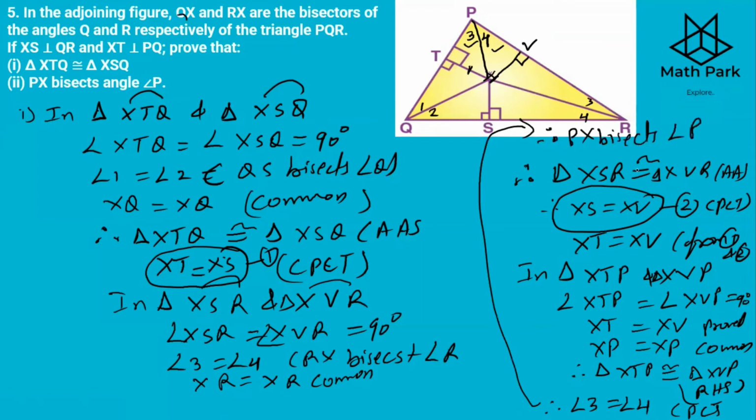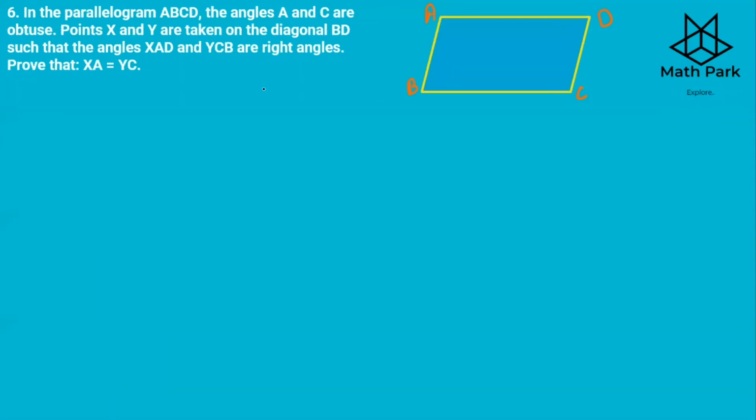Done? Number 6, in a parallelogram ABCD, A and C are obtuse angles. Then XY, you are taken here.